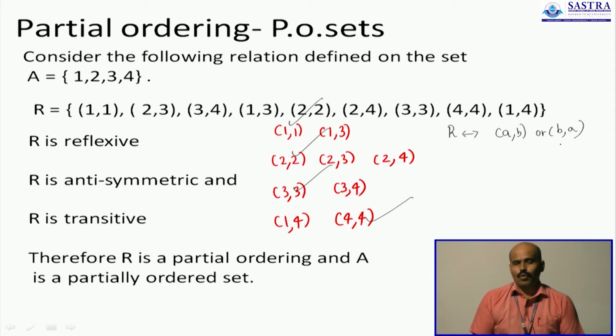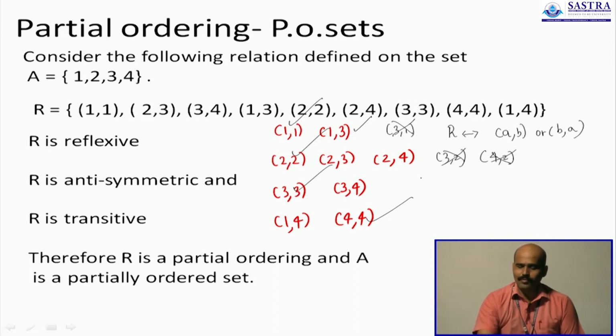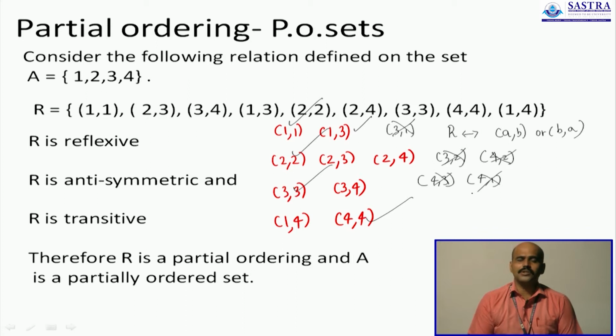Here we have 4 distinct elements present in this set, and the ordered pairs are available in this manner. You have 1, 3 but no 3, 1. You have 2, 3 but 3, 2 is absent. We have 2, 4 but 4, 2 is absent. You have 3, 4 but 4, 3 is absent. You have 1, 4 but 4, 1 is absent. So for all these distinct elements, only one of the 2 pairs is available as a part of the relation. Therefore, this relation can be called an antisymmetric relation.